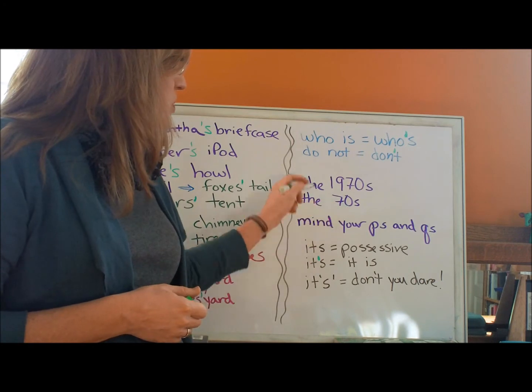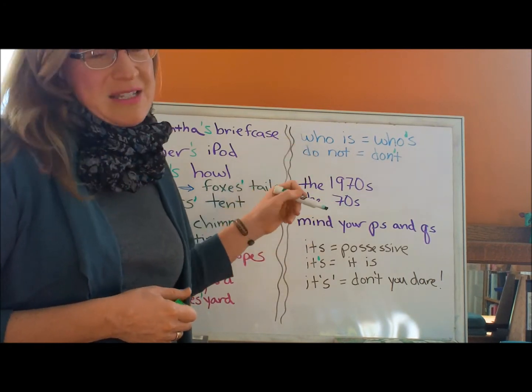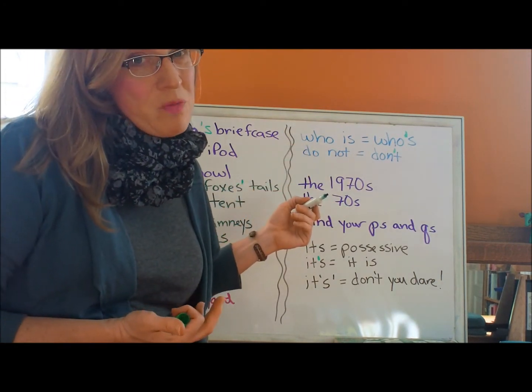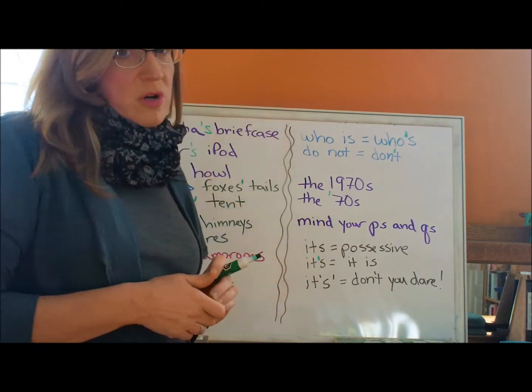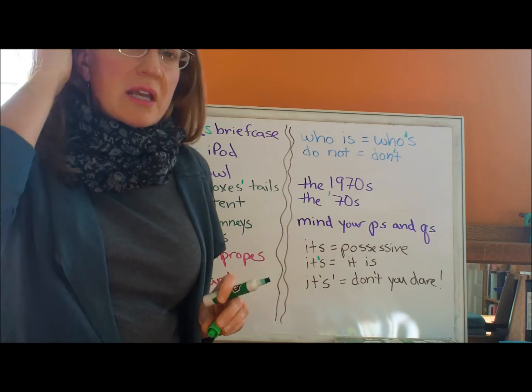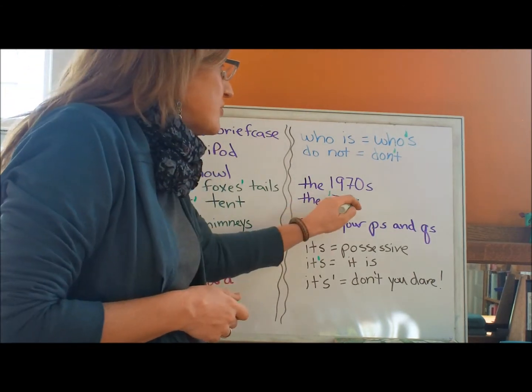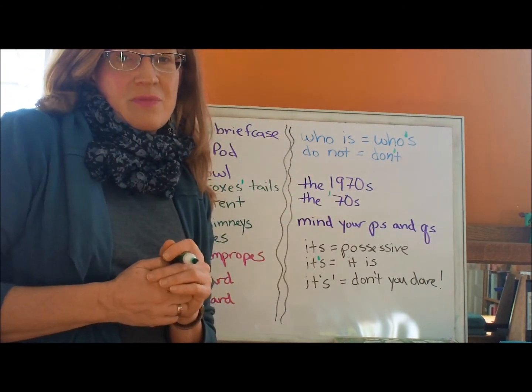In this one, though, when you're dropping off the 19, it's almost like you're doing a contraction because you're omitting something. So in this case, you would put an apostrophe before 70s or 60s or 50s or whatever decade you want to be referring to, but you don't need one before that S.